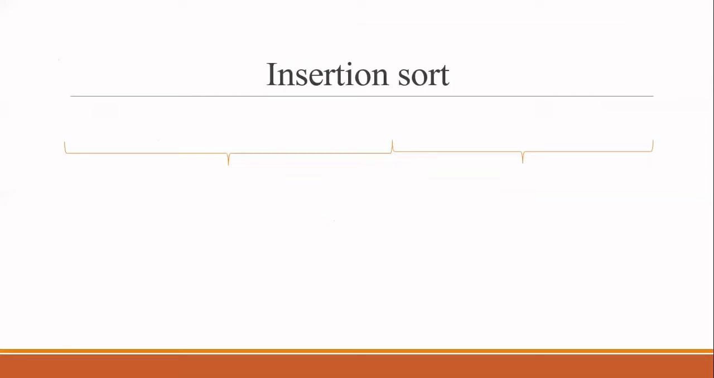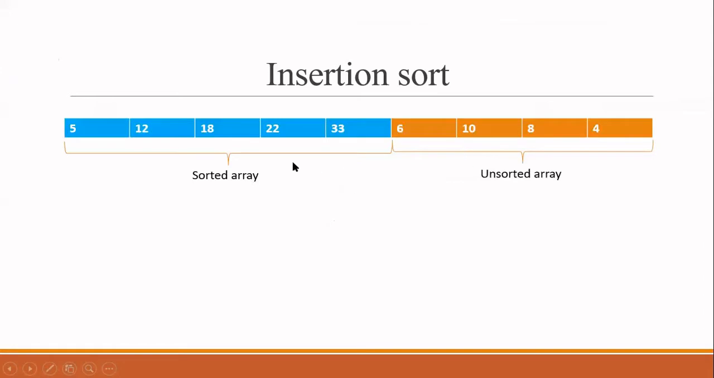In the last class, we saw insertion sorting. I told you that insertion sorting is similar to the way you play your cards. Always in your array, you can divide your array into two parts: one is the sorted array and the other is the unsorted array. So you can consider this.